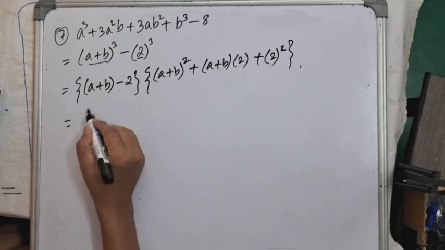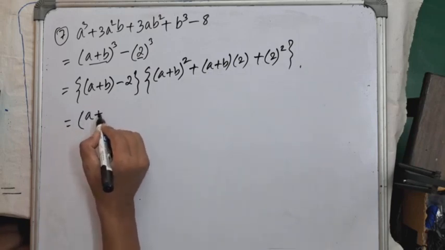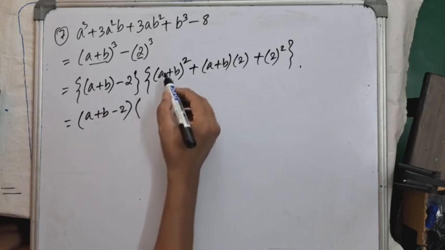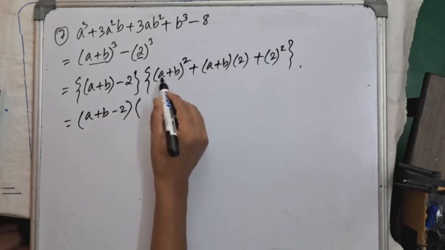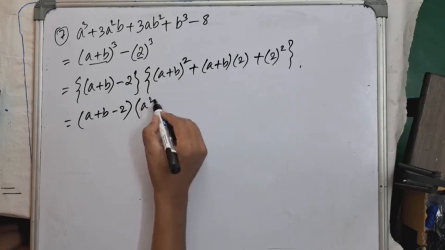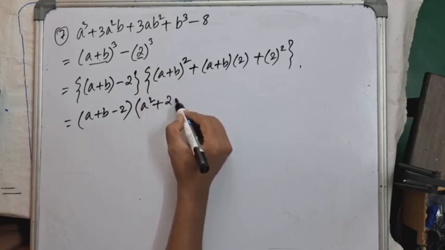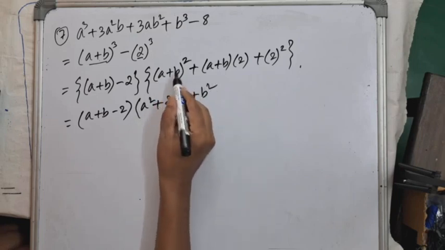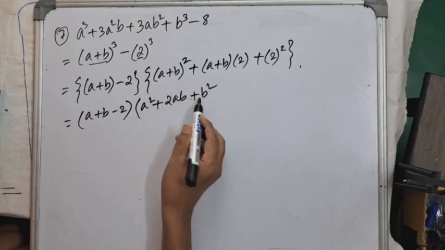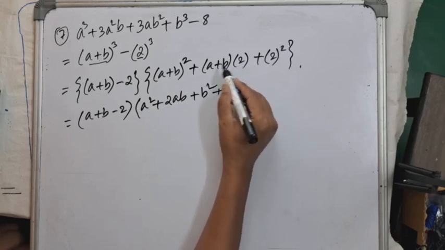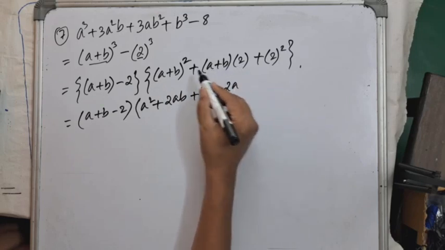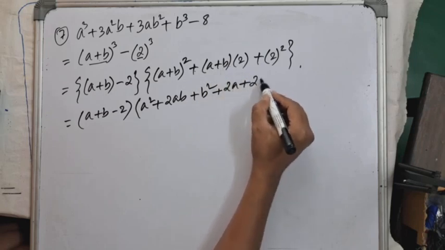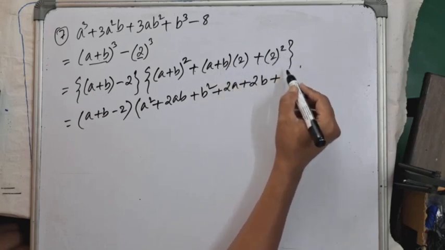So let's open up the bracket. a plus b minus 2, and this is a plus b whole square, isn't it? So a plus b whole square is a square plus 2ab plus b square, plus 2 into a is 2a, plus 2 into b is 2b, plus 2 squared is 4.